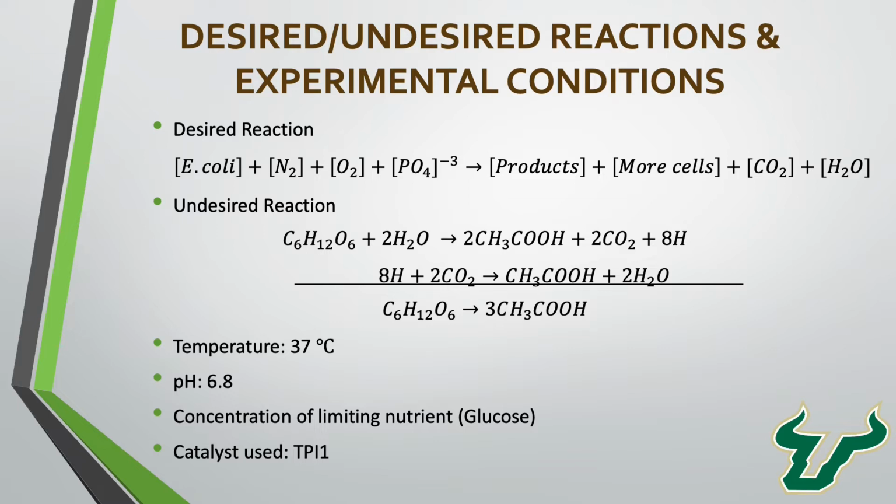Acetate is presented as a side reaction during the E. coli growth in the presence of carbon dioxide. Additionally, acetate is secreted by E. coli during growth. It is imperative to minimize the formation of acetate since acids inhibit the growth of cells and cause instability in intracellular proteins. The temperature used was 37 degrees Celsius with a pH of 6.8. The limiting nutrient was glucose, and the catalyst used was TPI1.